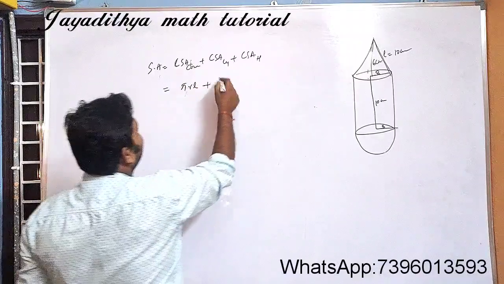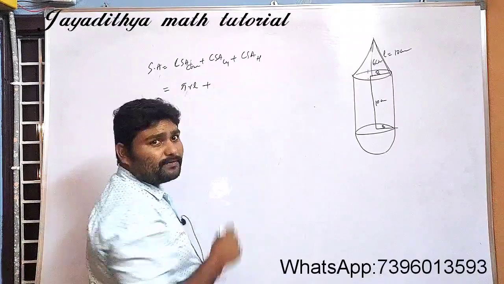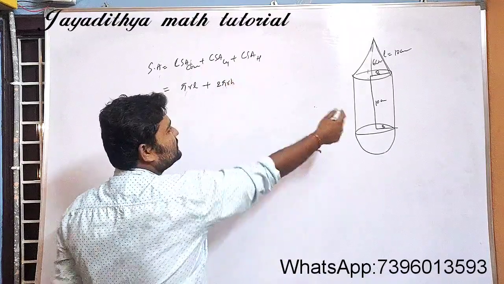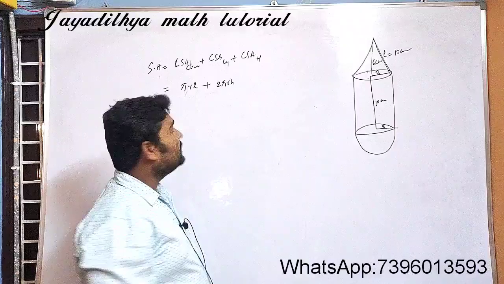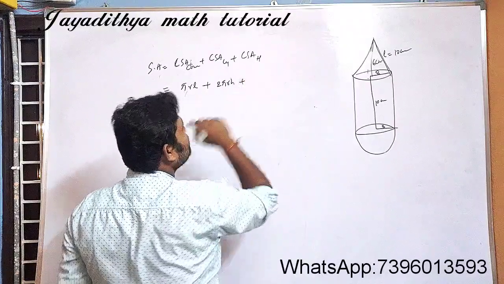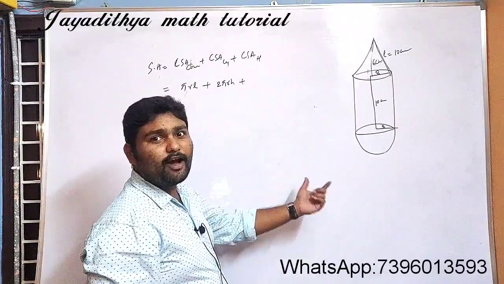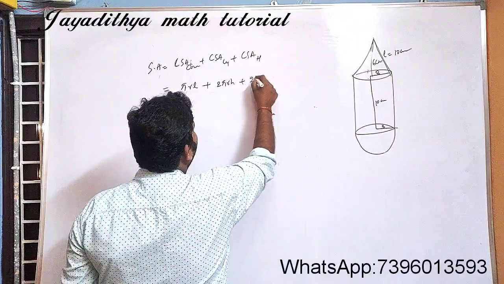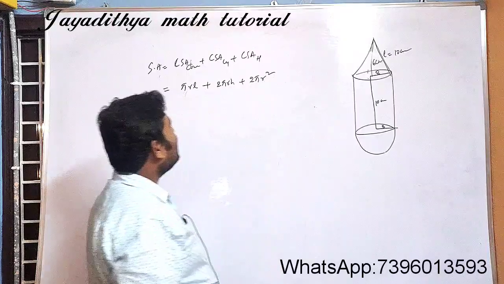This will be pi r L, plus the curved surface area of the cylinder, which will be 2 pi r h. H is 10 here, the height of the cylinder is 10, plus CSA of hemisphere. CSA of hemisphere will be equal to how much? 2 pi r square.